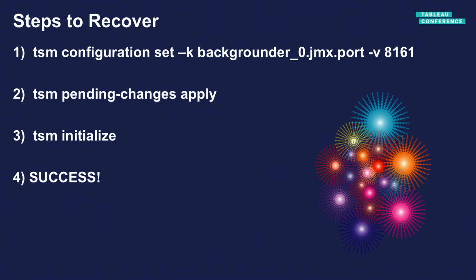Of note, apply will fail, waiting for server to start. Ports are only selected on install, so Backgrounder isn't actually using this new port yet. But when I run Initialize, it will uninstall and reinstall all the services. So now my Initialize succeeds, and I have a server that is ready to use.